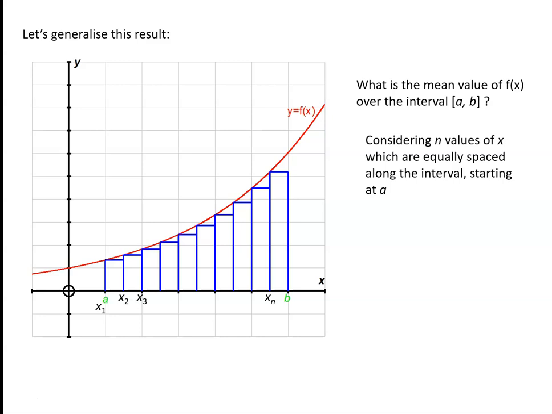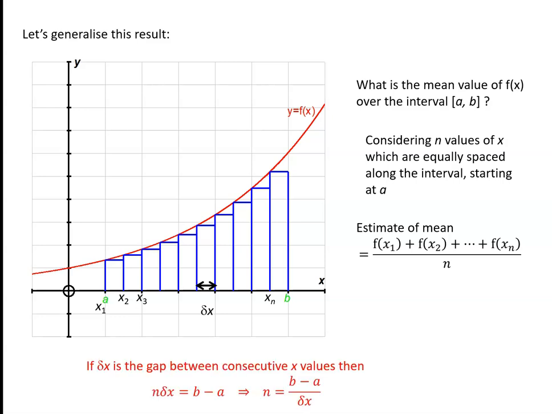Our estimate then for the mean value would be f of x1 plus f of x2 all the way up to f of xn divided by n. If we let delta x be the width of each rectangle, then n times delta x must equal b minus a. So n is the same thing as b minus a divided by delta x.